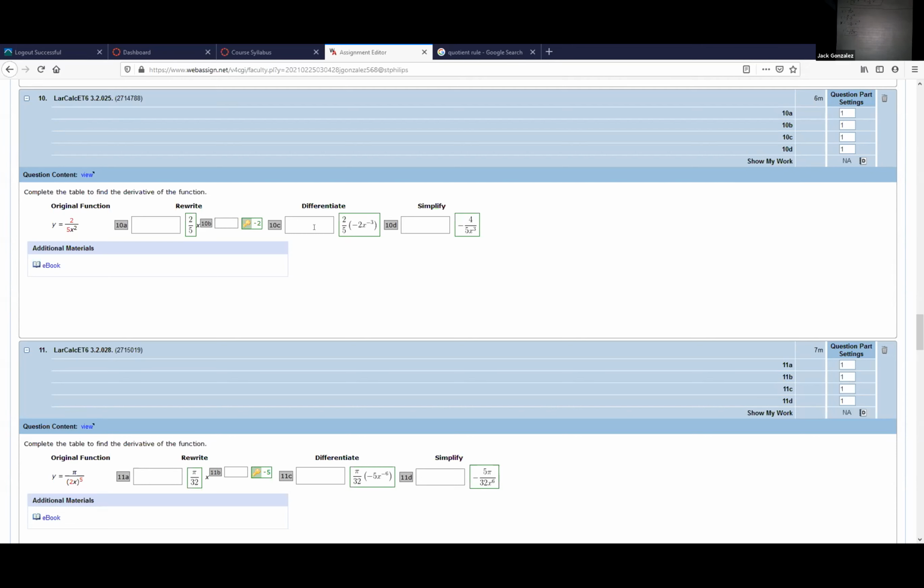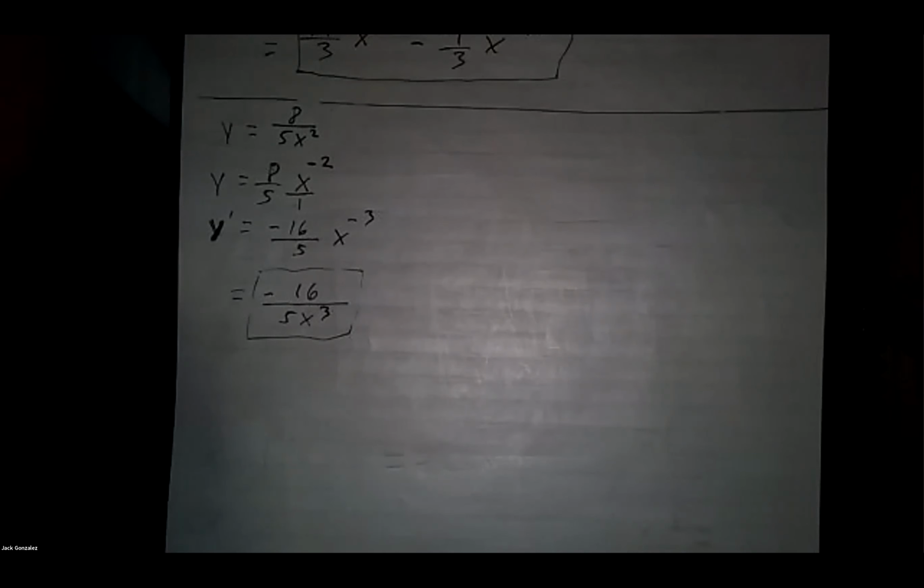So the end result would be -16 over 5x to the third power, my bad. To the third. Okay, I think now I understand the process. Yeah, that's where I was getting hung up.